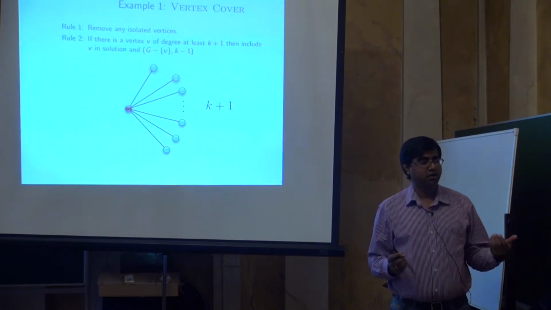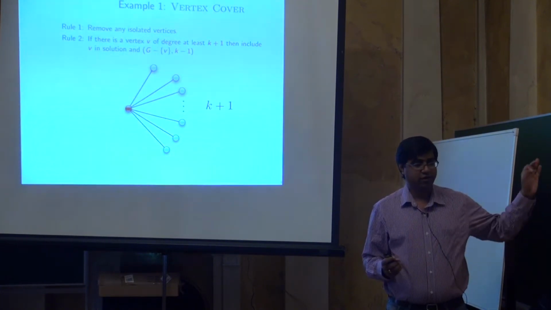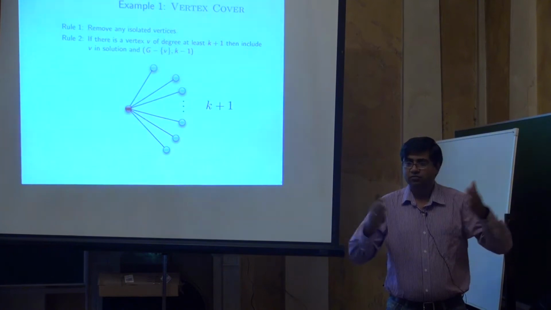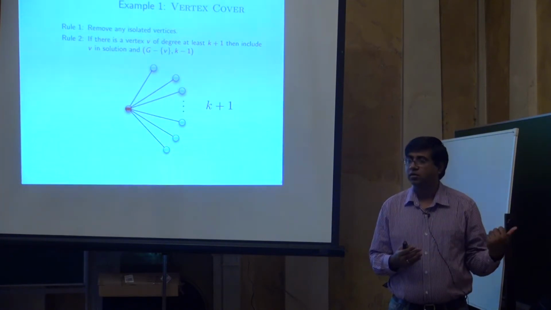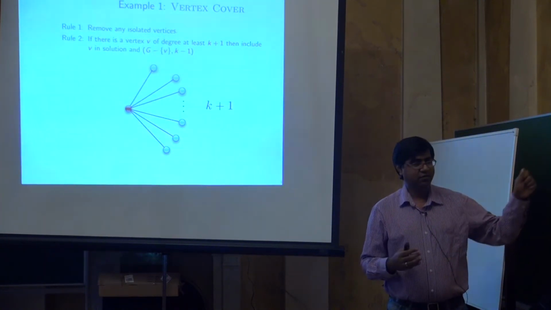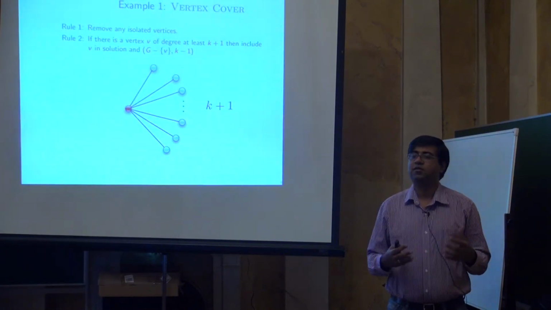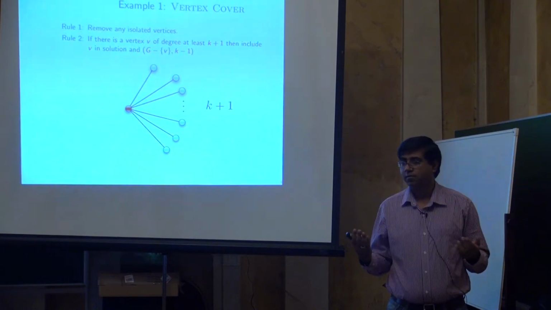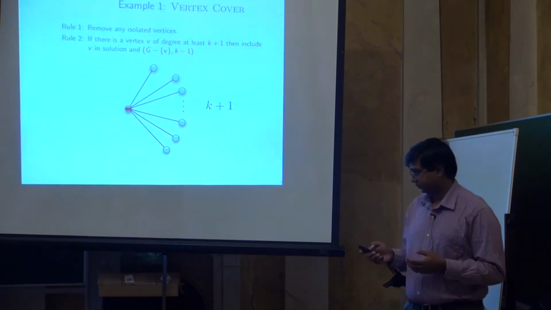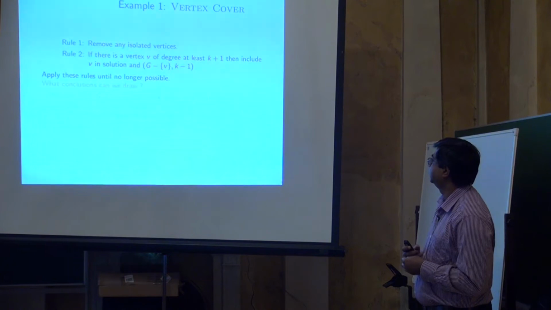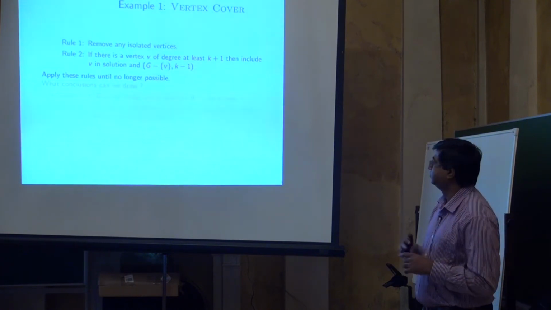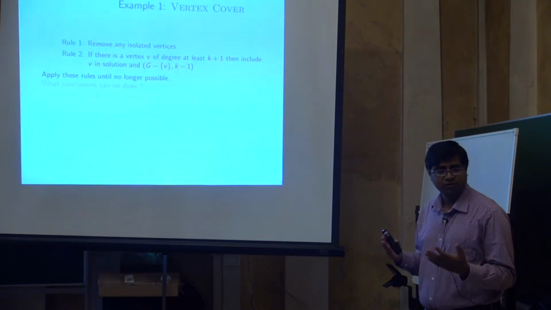So what is our reduction rule? I say delete this vertex from the graph and drop the parameter by 1. So I delete this vertex in the graph and I say, in the current graph, does it have a vertex cover of size k minus 1 or not? Okay? So we apply these rules until no longer possible.